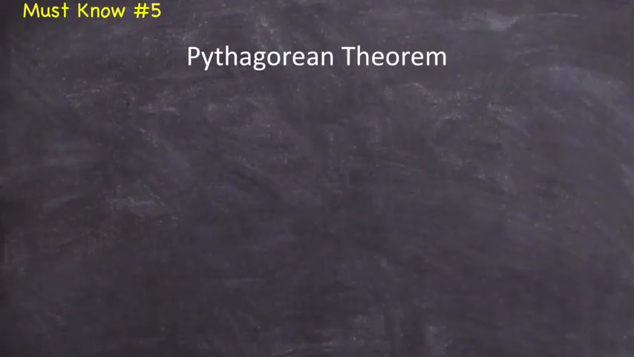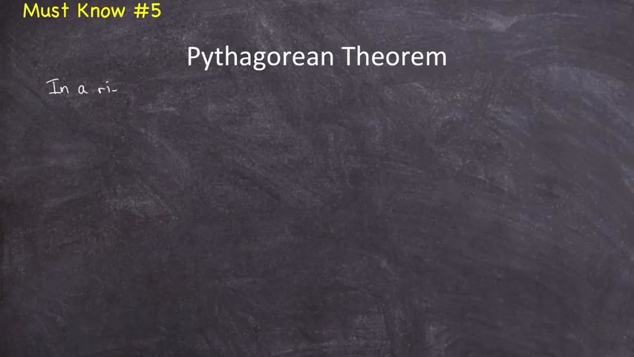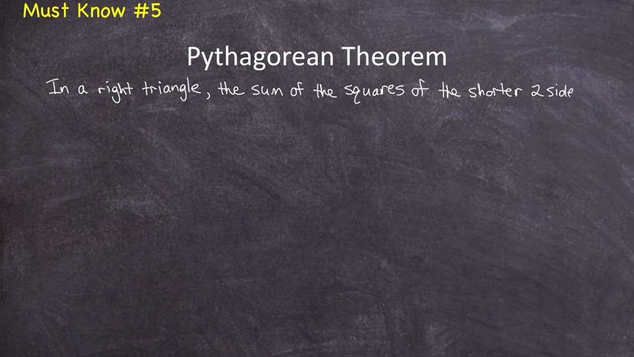Lesson number 5, the Pythagorean theorem. In a right triangle, the sum of the squares of the shorter 2 sides, which we call the legs, equals the square of the longest side, which we call the hypotenuse.